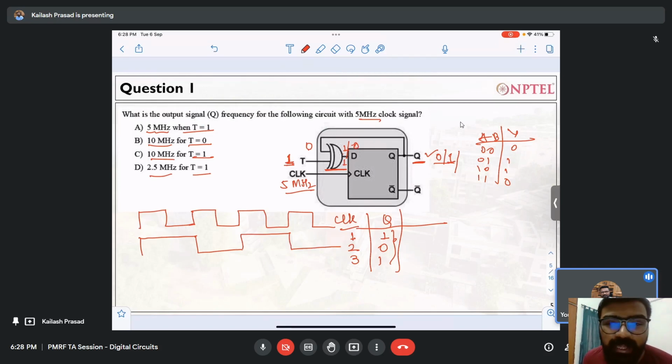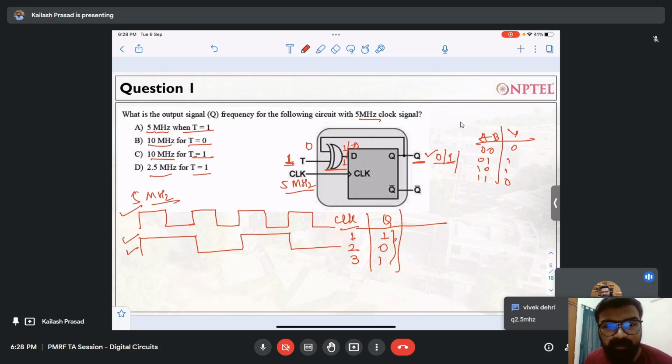So what happened to the frequency? What is the frequency of the clock and what is the frequency of Q? This is 5 megahertz, I know. Vivek is saying 2.5 megahertz. Right, everybody agrees with that. I have only one option, 2.5 megahertz, so this is correct. This circuit is behaving like a frequency divider, which divides your frequency by 2. Everybody understood? The answer is D.